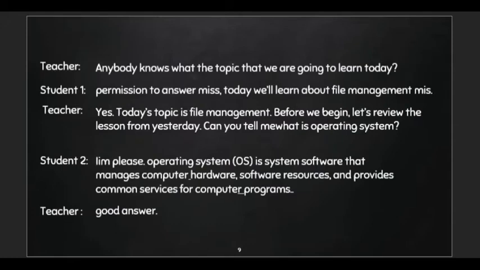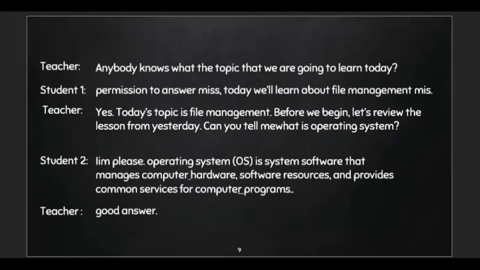Okay, and next, teacher: anybody know what topic we're going to learn today? And the student will answer: permission to answer, Miss. Today we'll learn about file management. Yes, today's topic is file management. Before we begin, let's review the lesson from yesterday. Can you tell me what is the operating system? Operating system is system software that manages computer hardware, software resources, and provides common services for computer programs. Okay, good answer.